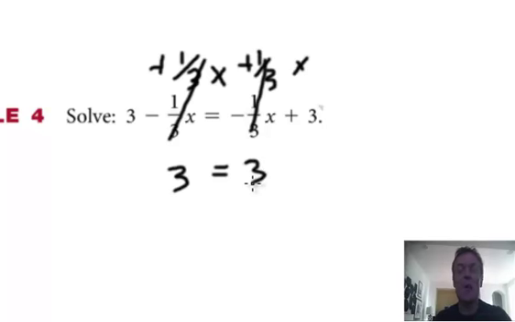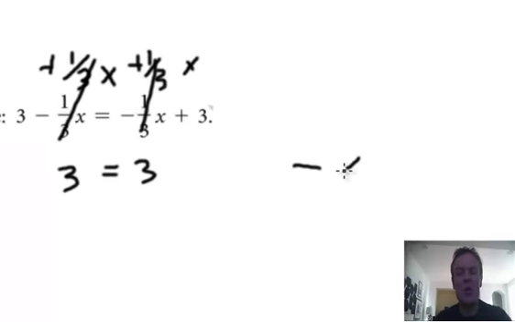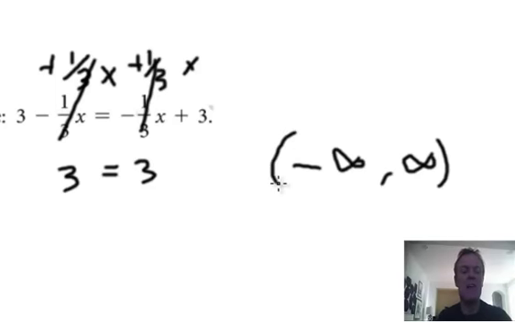Well, that does make sense. What you've got here is this. The answer is all real numbers, or negative infinity to positive infinity. Okay, all real numbers. Because you can put any number you want in there, and it will work, because both sides of the equation are equal to each other. Okay, so those are just the special cases. And that's really just solving a few examples of linear equations.